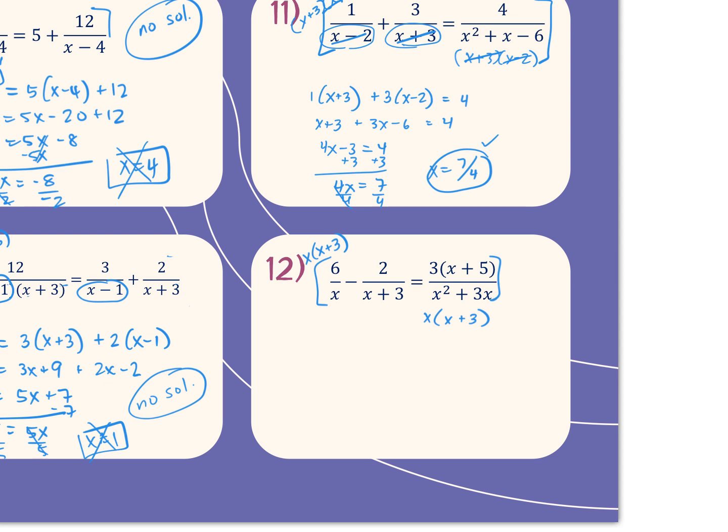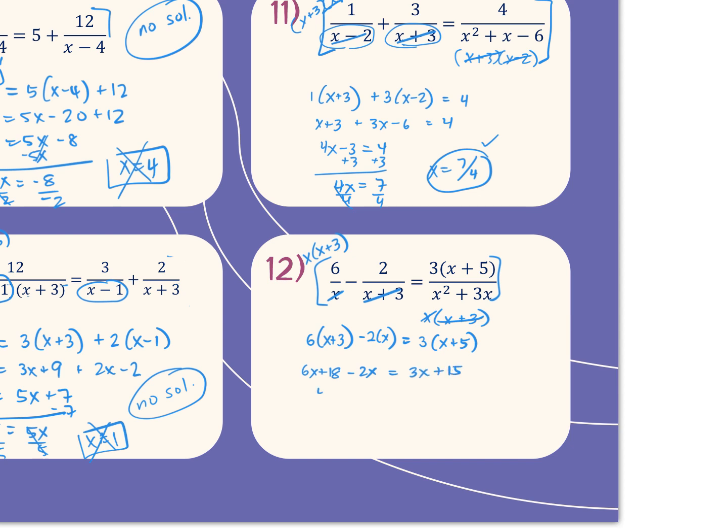So now I'm going to multiply everything by that. So when I multiply 6 over x by x times x plus 3, I know the x's will cancel, and it'll leave me with 6 times x plus 3. Then I have minus 2. When I do this one, the x plus 3 cancels, leaving me with minus 2 times x. And then the last one has both the x and the x plus 3, so it just leaves me with the numerator of 3 times x plus 5. So now I'm going to distribute: 6x plus 18 minus 2x equals 3x plus 15.